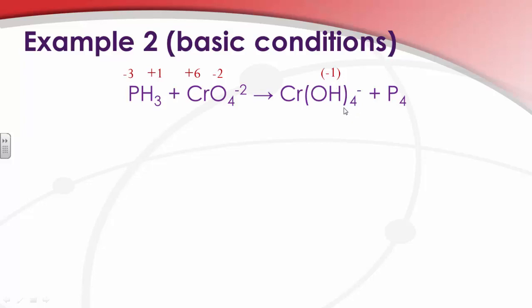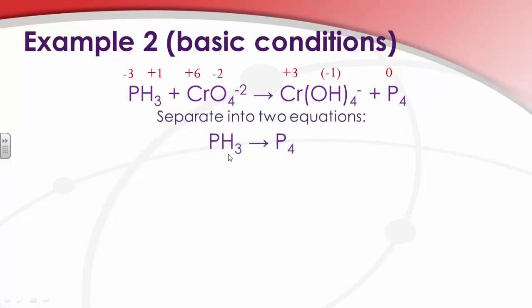We could also, if we weren't sure about that, get a -2 for oxygen and a +1 for hydrogen, add them together, and we still get -1. So -1 times 4 gives us -4, but there's a negative charge here. So overall, we want a -3 to be balanced by this chromium. So it goes to +3. And finally, with phosphorus in its elemental state, that by definition gets a 0. Okay, we've got our oxidation states. We can break up into our half reactions.